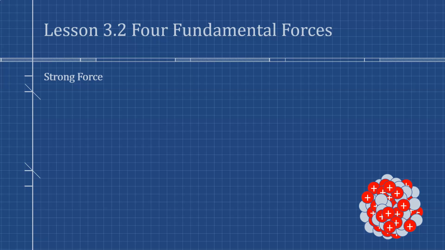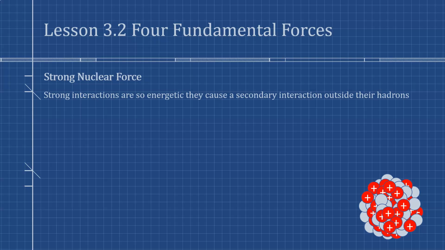Well, that has to do with a byproduct of the strong force called the strong nuclear force. Same force, different mechanism of action. And this one's even more difficult to understand than the previous, because in this one we have a very energetic reaction with the gluons. That's what's happening inside the protons and inside the neutrons. There's this very energetic reaction that actually causes a secondary interaction to happen outside the particles. So outside of our protons and outside of our neutrons.